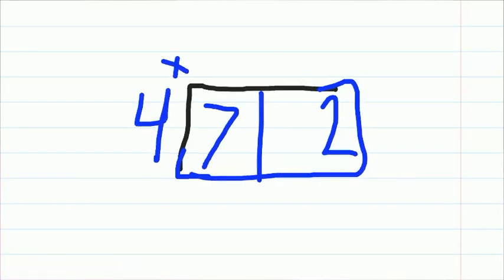So then you're gonna grab the 4. You're gonna go into the multiplication chart and look for the multiples of 4. So 4 times what equals 7? You're gonna look for a number that is smaller of 7. So when you find a number that is smaller, you're gonna put it up here.